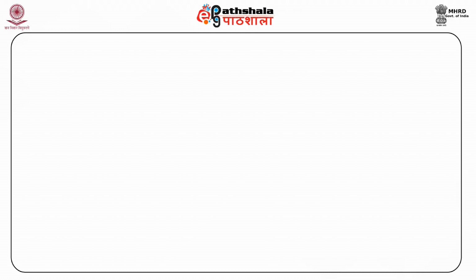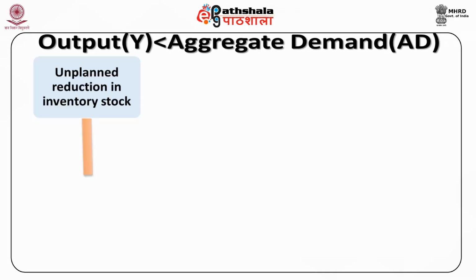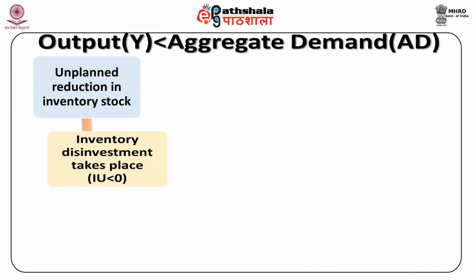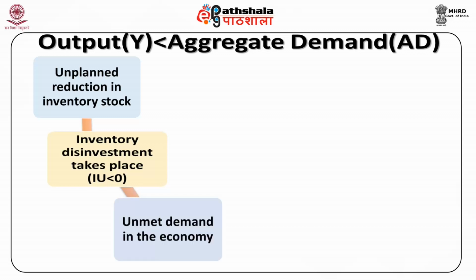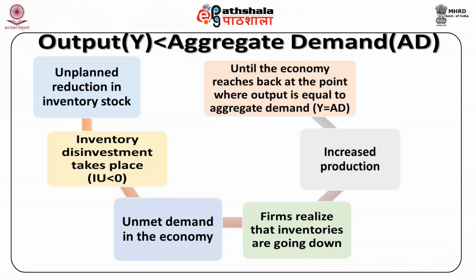On the contrary, if output is less than the aggregate demand, that is, Y is less than AD, then there is unplanned reduction in the inventory stock or inventory disinvestment happens. IU is less than 0, as there is unmet demand in the economy which has to be met from past stock of goods. Now, firms realize that their inventories are going down and will increase production until equilibrium between Y and AD is restored.